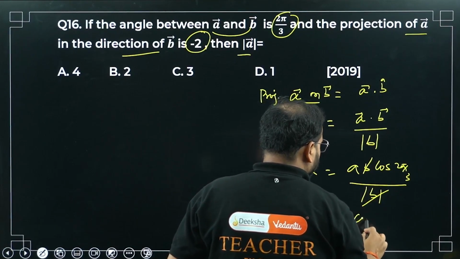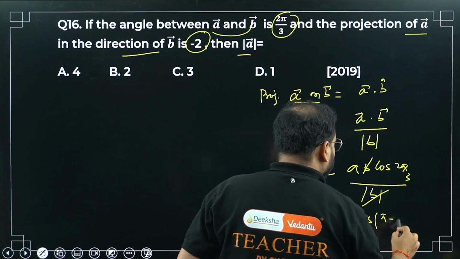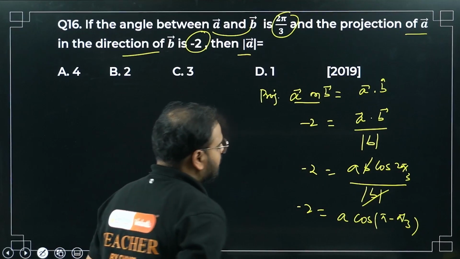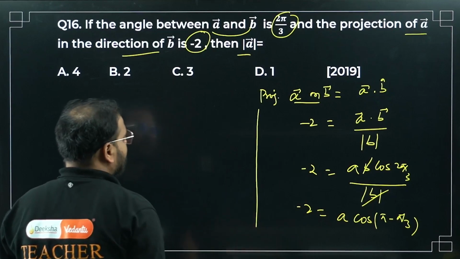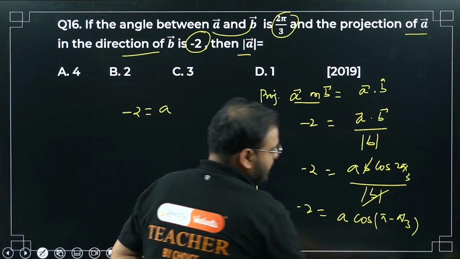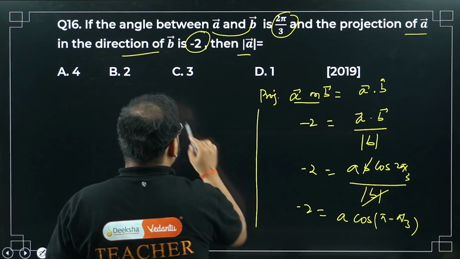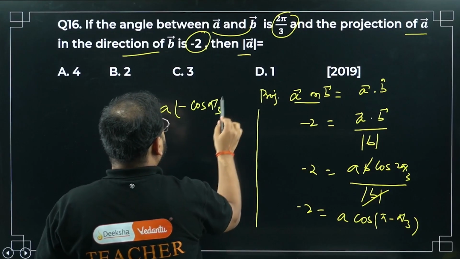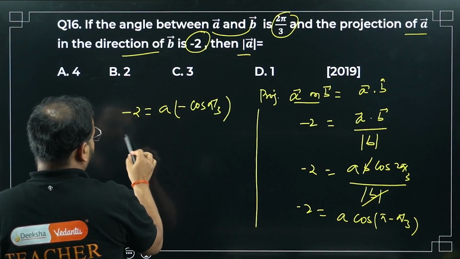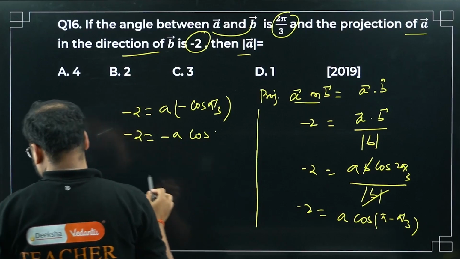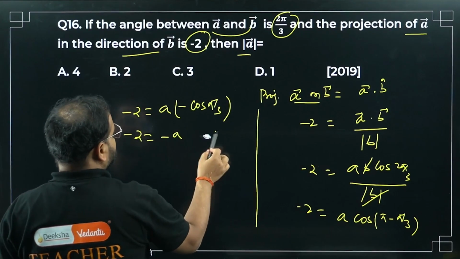I can write cos 2 pi by 3 as cos of pi minus pi by 3. Yes or no? Which quadrant is that value in? Second quadrant, sir. Cos is negative, so minus cos pi by 3. So I get minus 2 equals minus A cos pi by 3. Cos pi by 3 is what? Cos 60 degrees, 1 by 2, right?